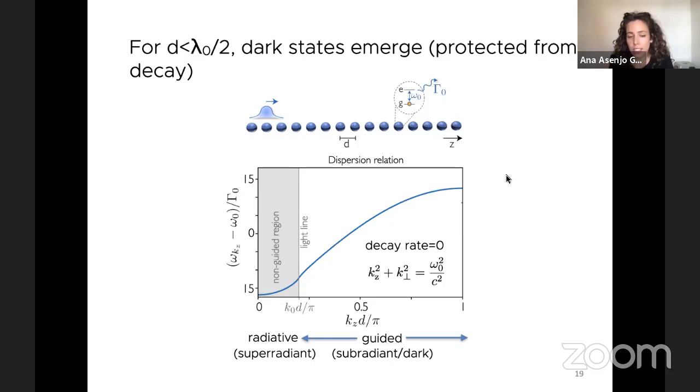If we cross this light line, we find all these modes, or all this dispersion relation. That means that here we have a wave vector that is much larger than any wave vector that a photon in free space can have, which means that photons can propagate along the chain, but in the transversal direction, they are evanescent. So they are truly guided photons that cannot escape. It's not allowed for them, basically. And these are the subradiant or dark states.